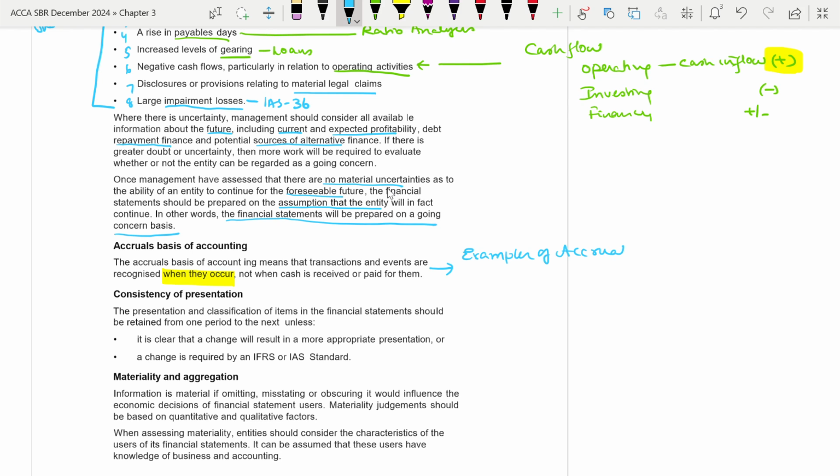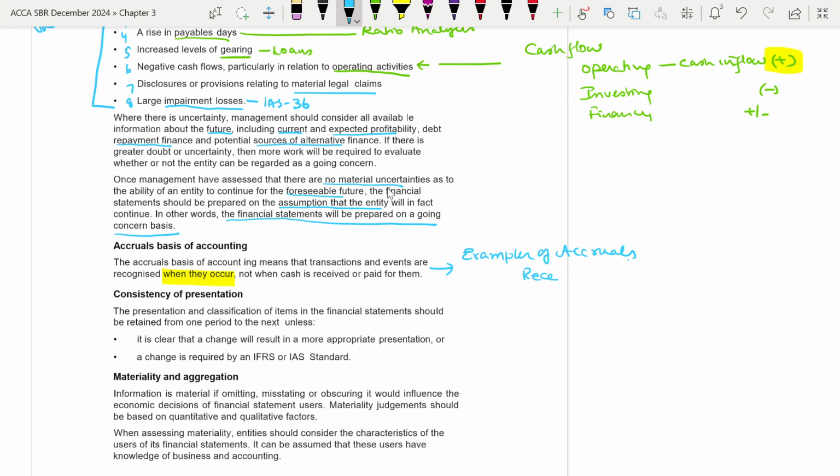I think you have a network issue. We didn't hear anything. What are the examples of accrual basis? Any receivables? Receivables.